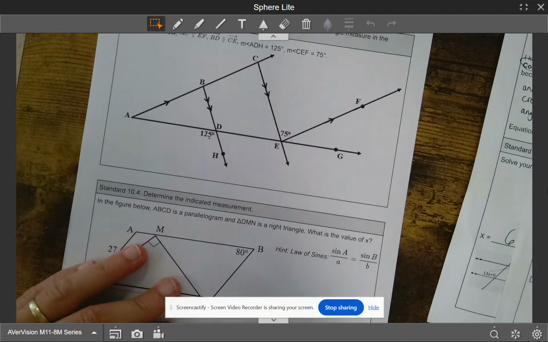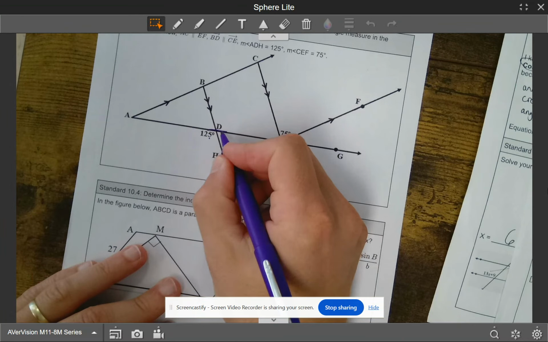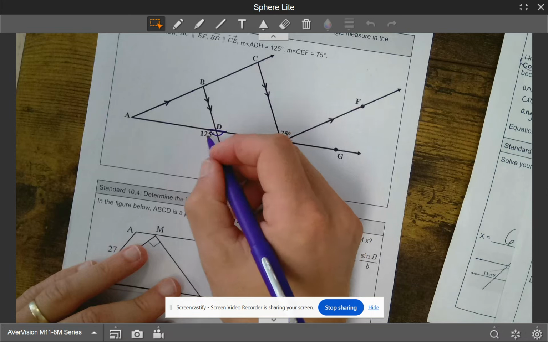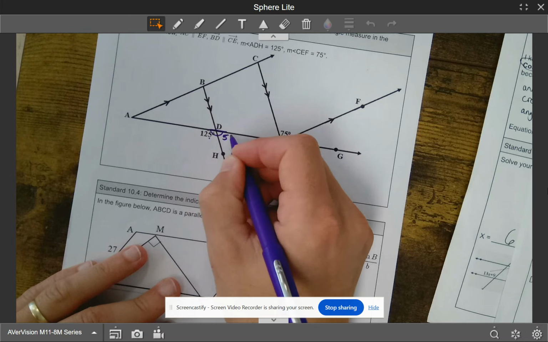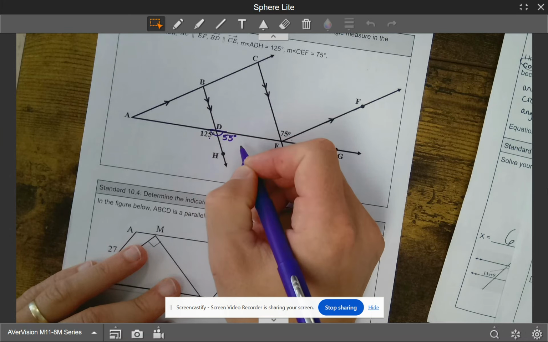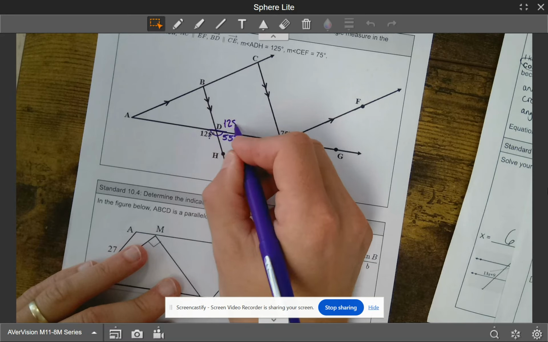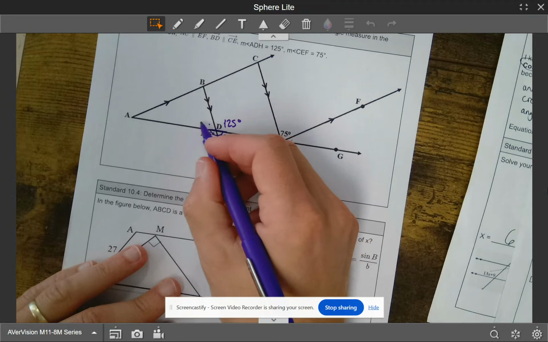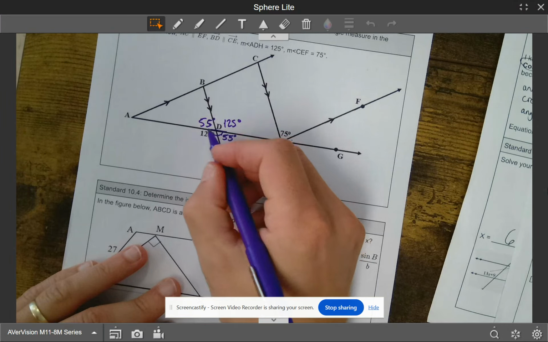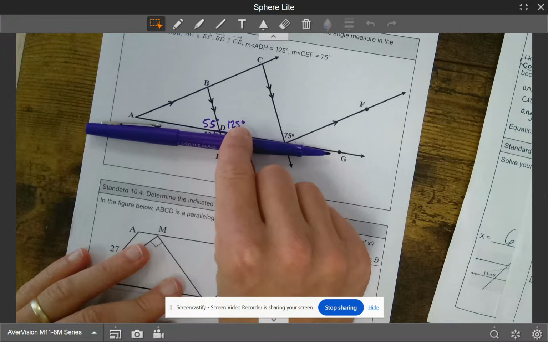So this right here, these two together form a linear pair. So 180 minus 125 must be 55 degrees. Then we can also see vertical angles right here and here. So this must be 125. Vertical here and here, 55. You can check that. Do these two equal 180?